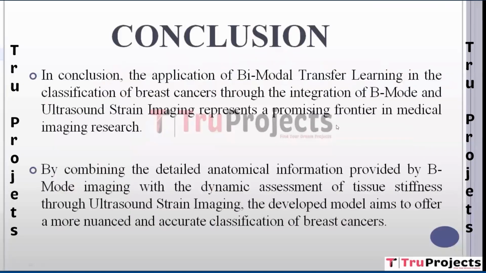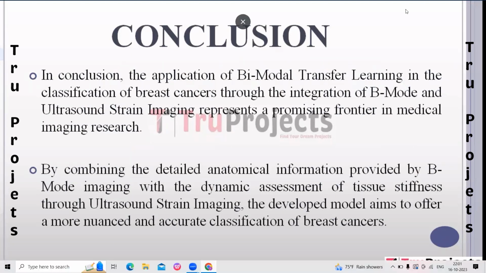So now coming back to the conclusion part. In summary, the utilization of bimodal transfer learning for breast cancer classification, incorporating B-mode and ultrasound strain imaging, presents a compelling avenue in the realm of medical imaging research. The model, created by merging the intricate anatomical details from B-mode imaging with the dynamic evaluation of tissue stiffness from ultrasound strain imaging, strives to provide a more refined and precise classification of breast cancers. So here we have completed our project.